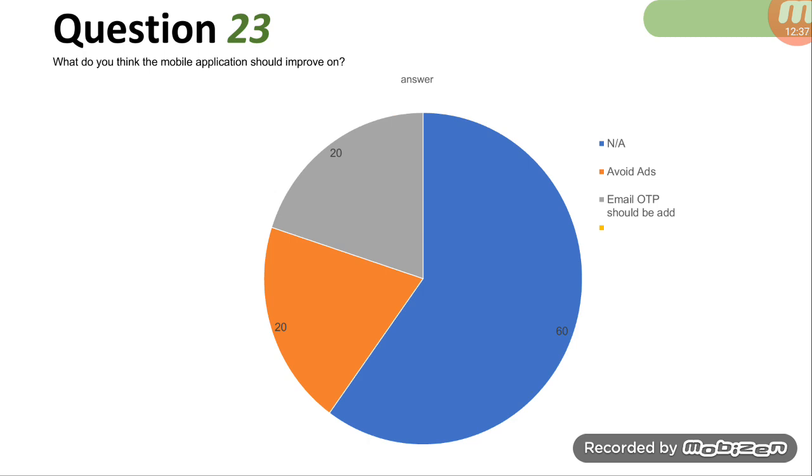Next, what do you think the mobile application should improve on? 60% don't want to improve anything in this application, 20% answered avoid ads, and 20% answered that email OTP, one time password, should be added.